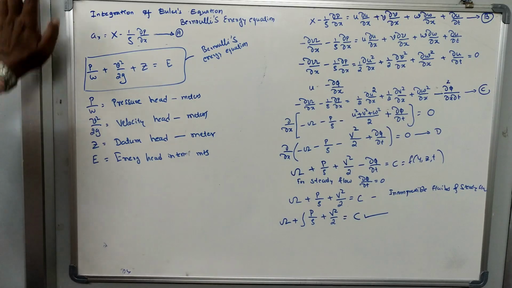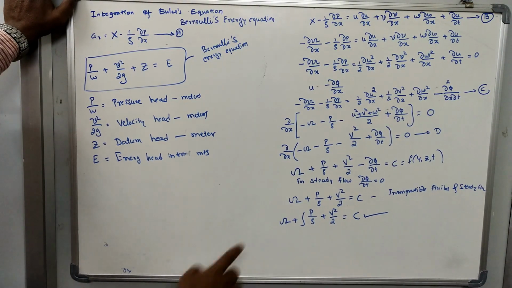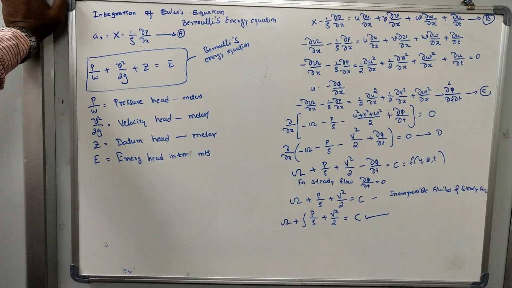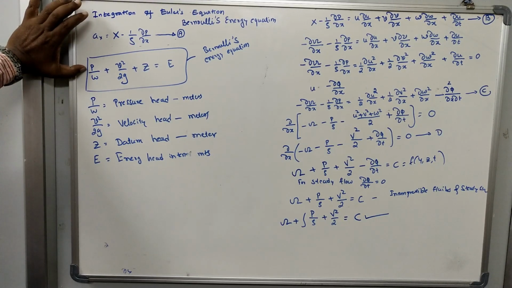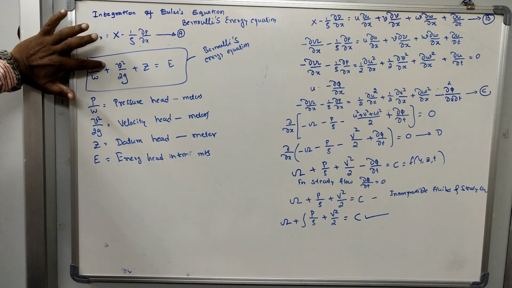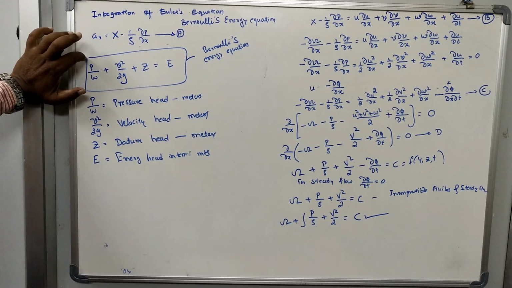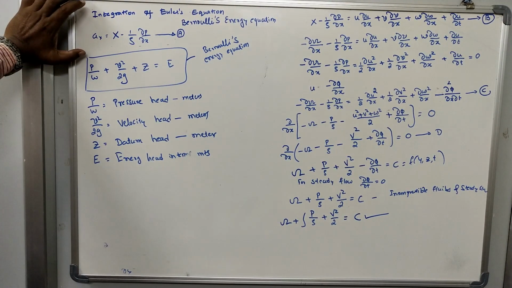Again, considering the force potential, it varies only with respect to y, that is only because of the acceleration due to gravity. Making that condition and further simplifying the equation, we will get p/w plus v²/2g plus z is equal to E. This is called Bernoulli's energy equation.